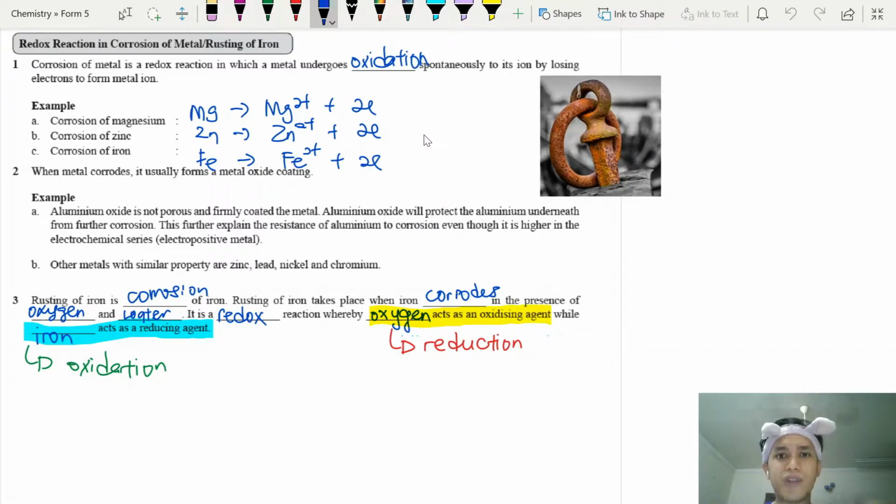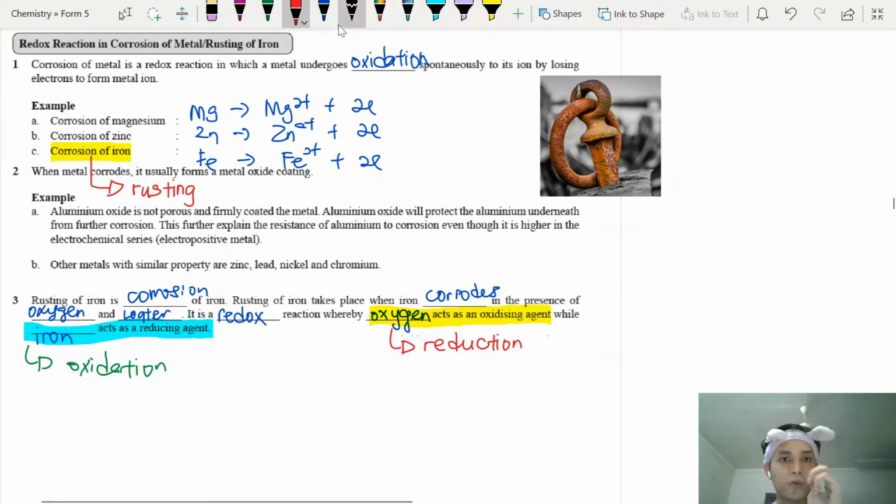Alright, so what is rusting? Rusting is the term given to the corrosion of iron. So when iron undergoes corrosion, this process we call rusting. For corrosion of magnesium or corrosion of zinc, we don't have any special terms. But for iron, when it undergoes corrosion or oxidation, the term given is rusting. What you're seeing in this picture right here is your rust, and it's basically because of the iron.